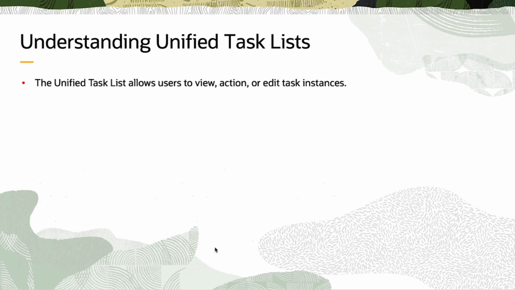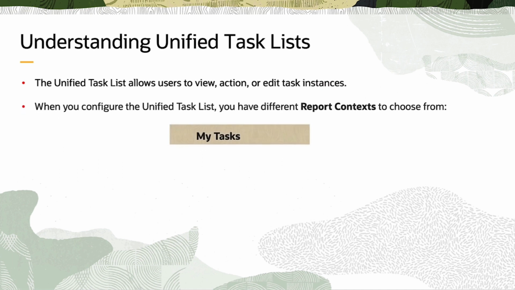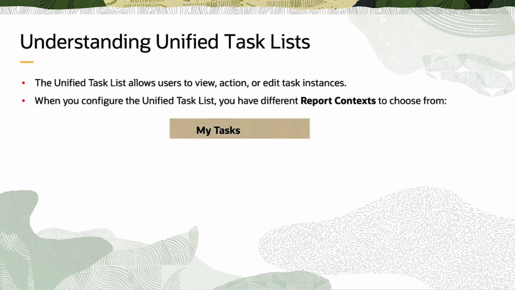Understanding unified task list. The unified task list allows users to view, action, or edit task instances. When you configure the unified task list, you have different report contexts to choose from. My tasks are for users who are potential or actual owners of tasks. My tasks shows all tasks either assigned to the user or unassigned with the user as a potential owner. Tasks that are approved or rejected do not show in this list. My tasks sorts by descending creation date, with newly created tasks at the top of the list.